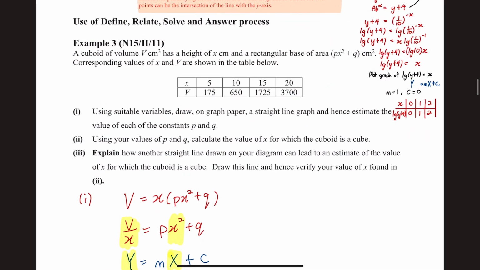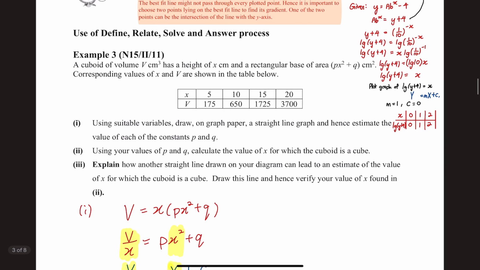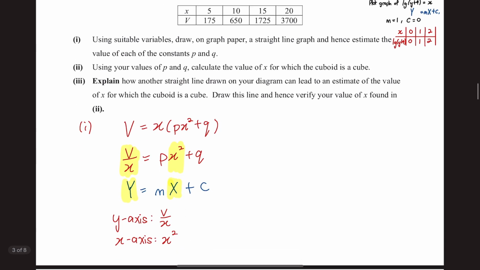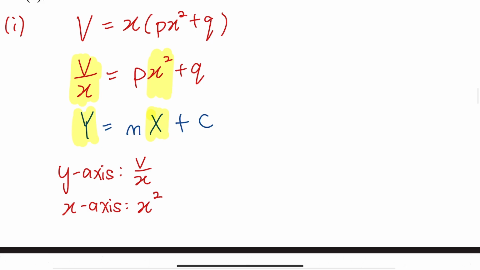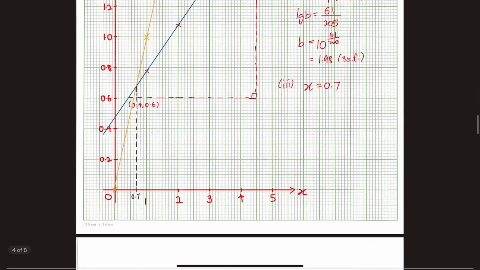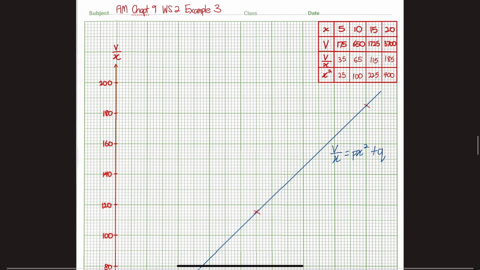Okay. So for part 2 now, use your table of values to calculate the values for x for which the cuboid is a cube. So over here, for part 1, we have to find the value of p and q first. Since p is the gradient of the line, q is your vertical intercept. So very simply, from here, we will find the gradient of the line by drawing a gradient triangle first.